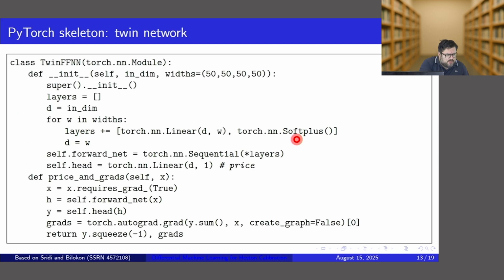Now, here is the PyTorch skeleton. It's a compact PyTorch skeleton for the twin network. The main piece is a twin FFNN module that builds a forward net using softplus activations and a linear head for price. The method price_and_grads makes X require gradients and computes the output and gradients using torch.autograd.grad. A few implementation details to note.